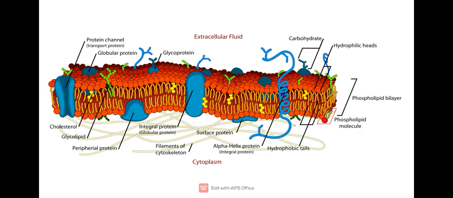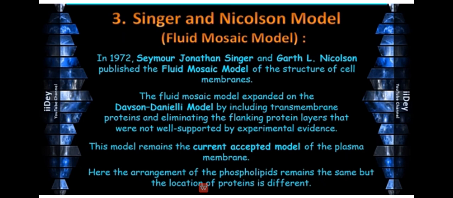And we just tried to learn the structure: protein channel, transporter protein, globular protein, glycoprotein, carbohydrate, hydrophilic heads, phospholipid bilayer, phospholipid molecule, hydrophobic tail, alpha helix protein or integral protein, surface protein, filaments of cytoskeleton, integral protein, peripheral protein, glycolipid, cholesterol, etc. Singer and Nicolson model, like fluid mosaic model.